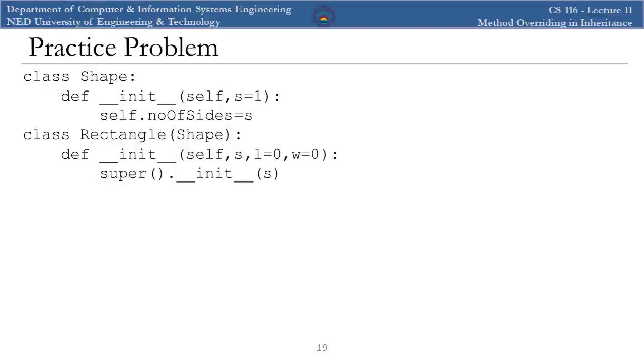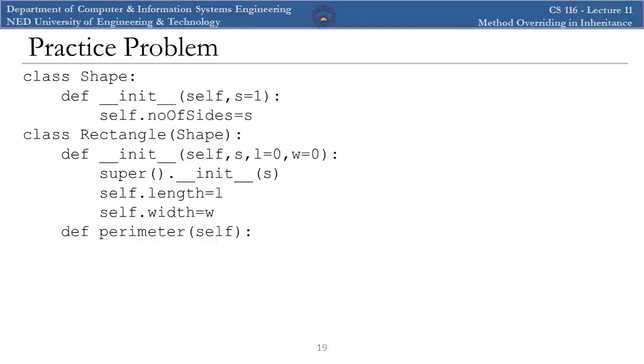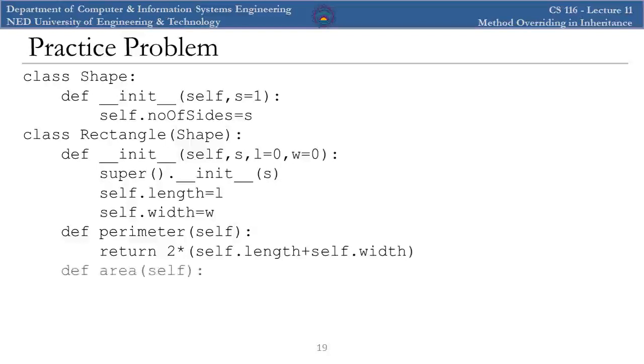So this is how I can call the initiator method of the parent class, and I'm passing s to it. It will set number of sides to s, and if nothing is passed then it will be set to 1, and I'm setting the other two instance attributes. Okay, this is the third method that we have to code, perimeter. This will simply use the perimeter formula for rectangle, and this is it. This is quite self-explanatory, and same is the case for area.